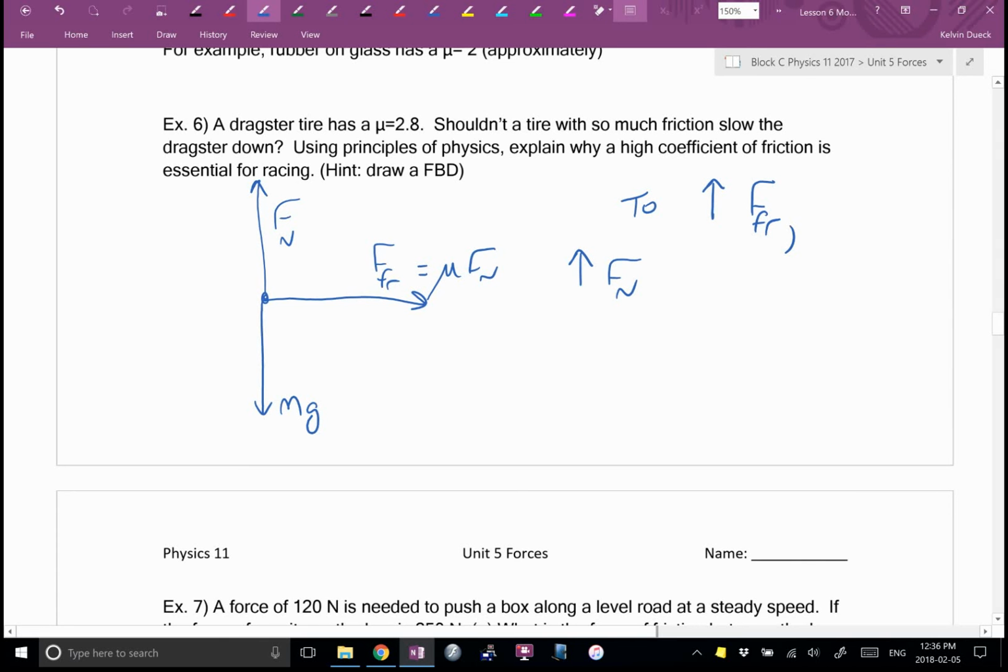Why would that be bad? How would I increase the normal force? Make the car heavier. But then since F equals ma, bigger m means I need a bigger force to get a bigger acceleration. So you can say, yuck, we don't want to do that. How else could I increase friction? Friction is what times what? How do I increase mu?